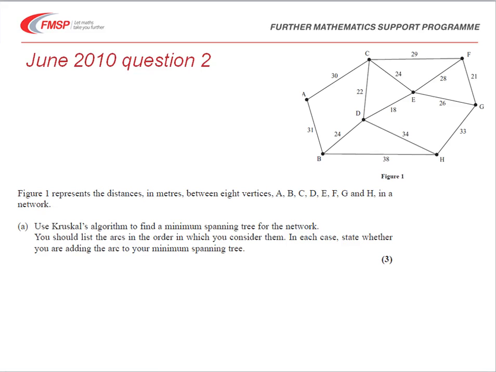The next question says we have a diagram representing distance in meters between 8 vertices, and the diagram is in figure 1. We're asked to use Kruskal's algorithm to find the minimum spanning tree for the network, and importantly it says you should list the arcs in the order in which you consider them, and in each case state whether you are adding them to your minimum spanning tree or not. So this is what again the examiners are looking for. Has it been added, or has an arc which has been considered been rejected because, for example, it's producing a cycle?